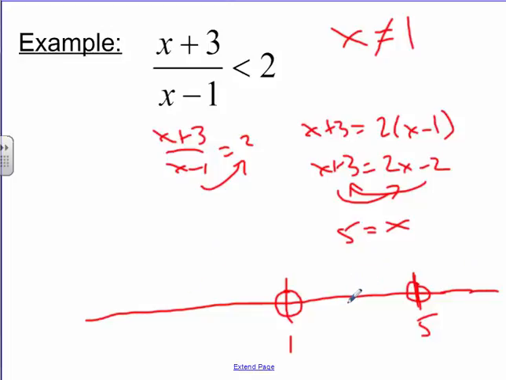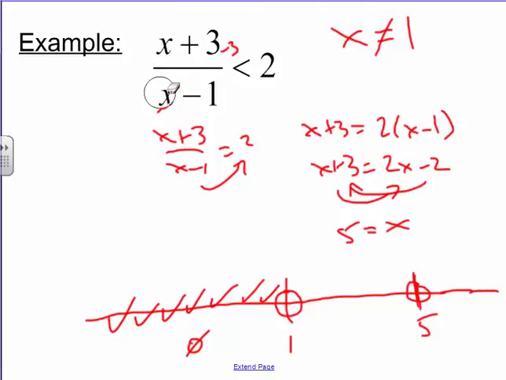It could be any or all or none of the above. So we just have to test these critical points. So let's test a critical point less than 1. And I think the best point to test less than 1 is 0. So let's try it. 0 plus 3, 0 minus 1. This will be 3 over negative 1, which will give you negative 3. Is negative 3 less than 2? It is, so that should mean that all points in this region should fit.